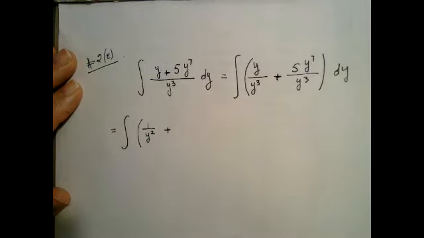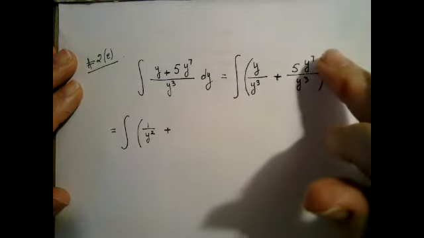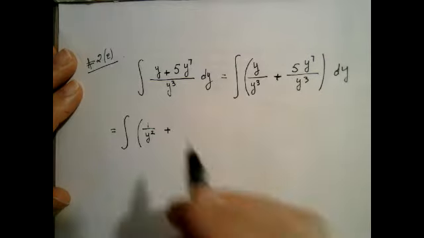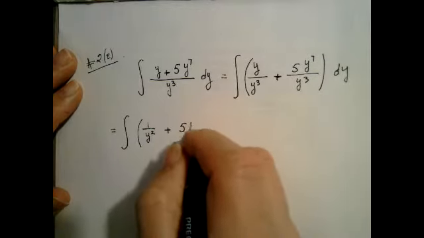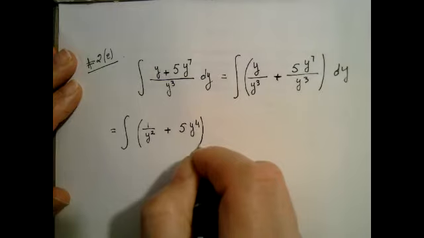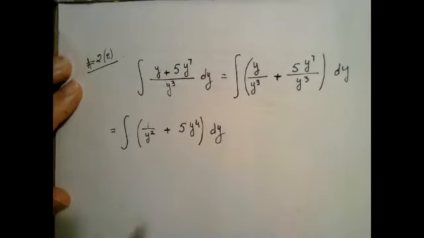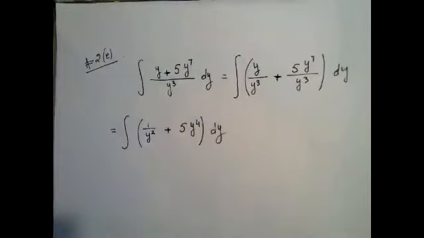Plus five times y to the seven over y to the power three, which leaves me with y to the power four, dy. Now it's really simple. It looked complicated, but now it's actually a simple problem to do.